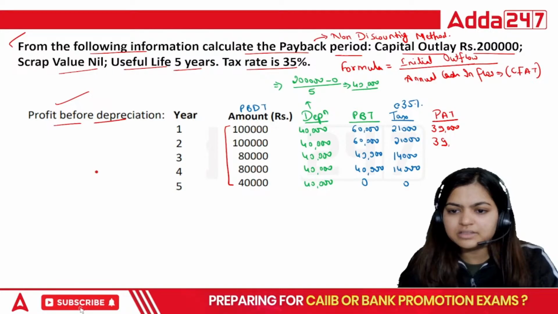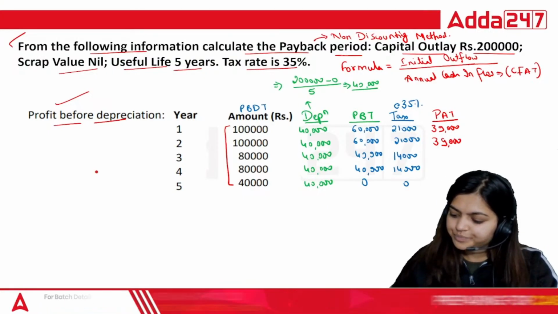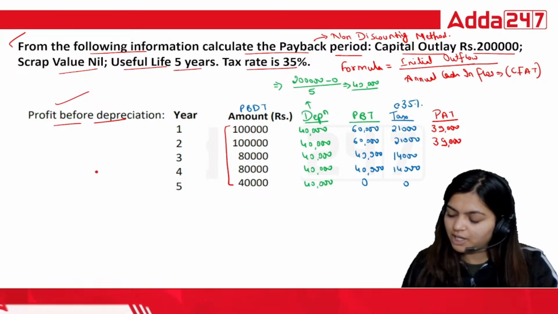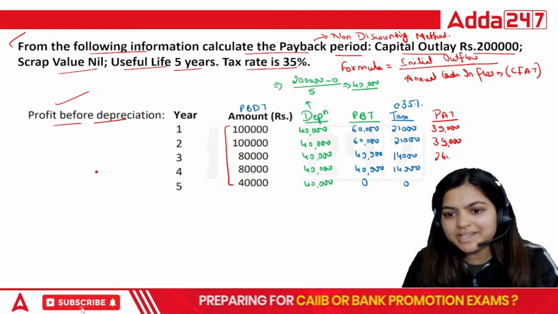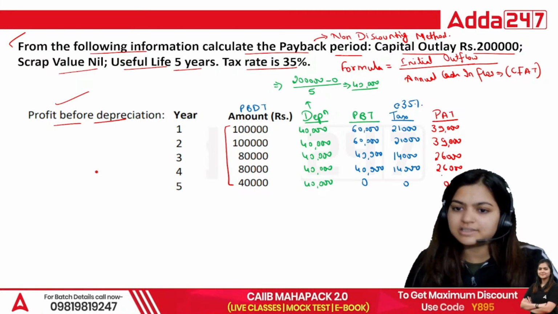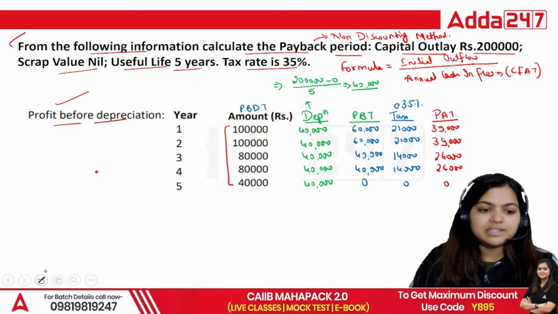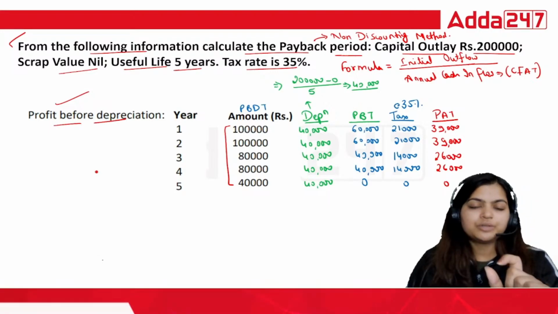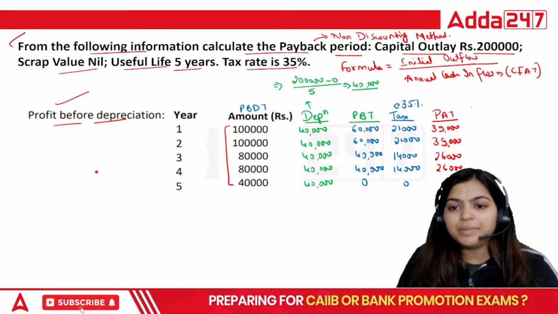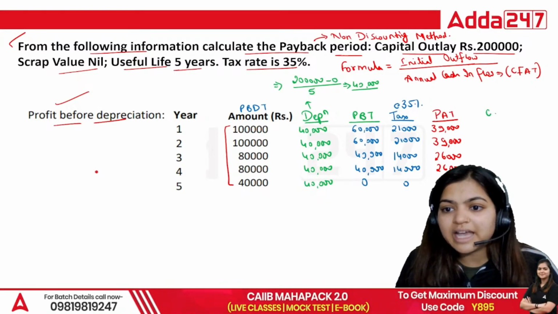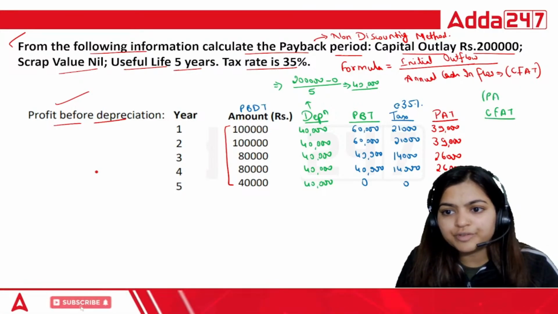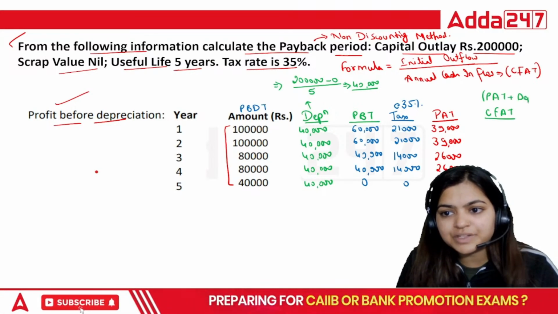Same for second year, 39,000. Then 40,000 minus 14,000, that is going to be 26,000. Profit after tax, 0. Can we take this amount for calculation of your payback period? No, this is the profit after tax. But for calculation, we want cash flow after tax. Means here you will add profit after tax plus depreciation.